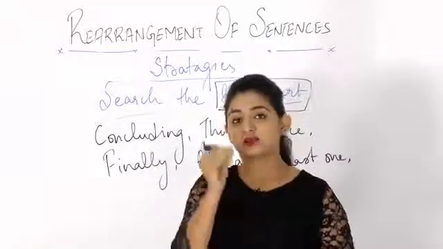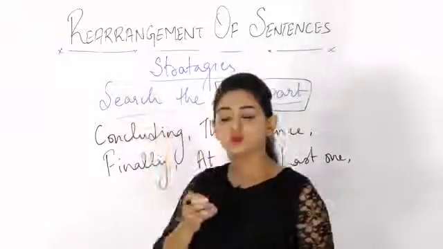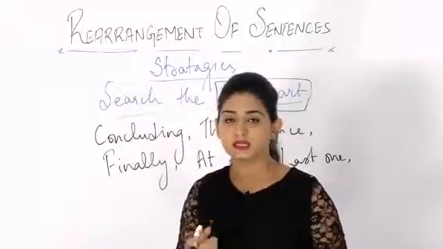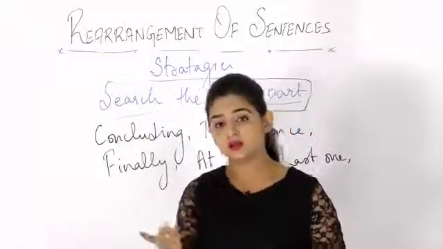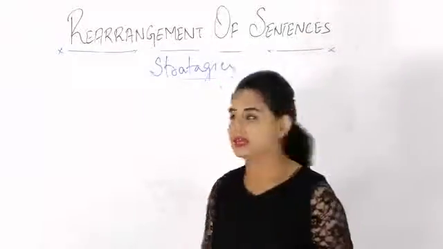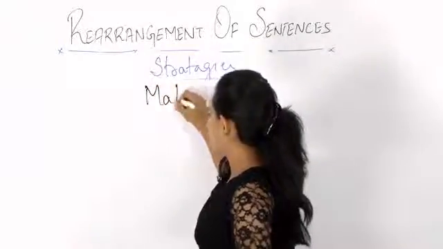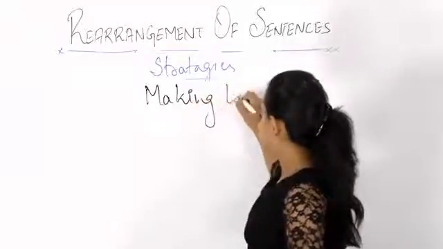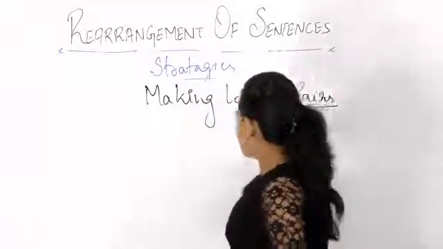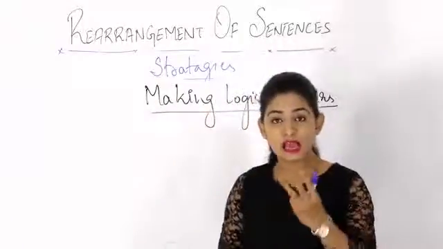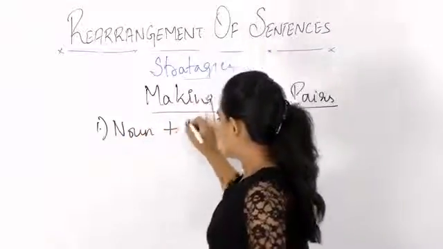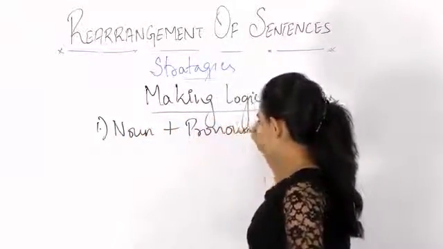There are times when we are not able to find the first sentence or the second sentence or the last sentence. In that case, we try another strategy, that is making logical pairs. So the next strategy says making logical pairs. What does logical pairs say? We have 3 points in it. If we have a noun and a pronoun, place them together.